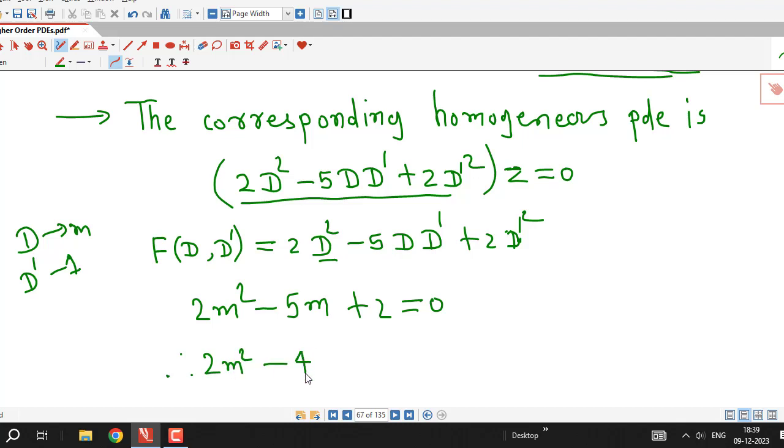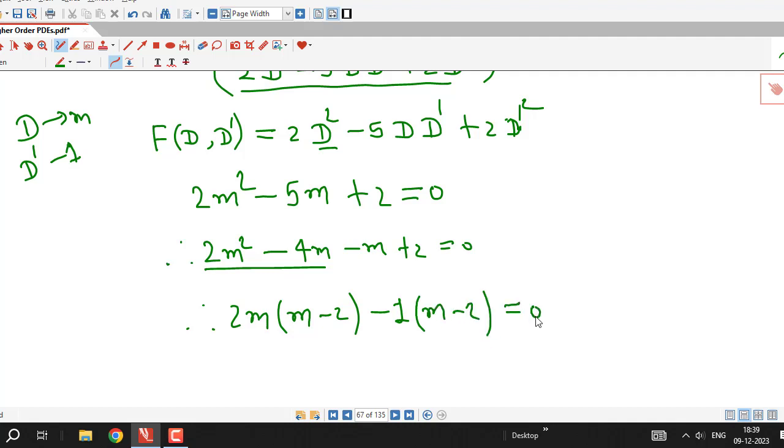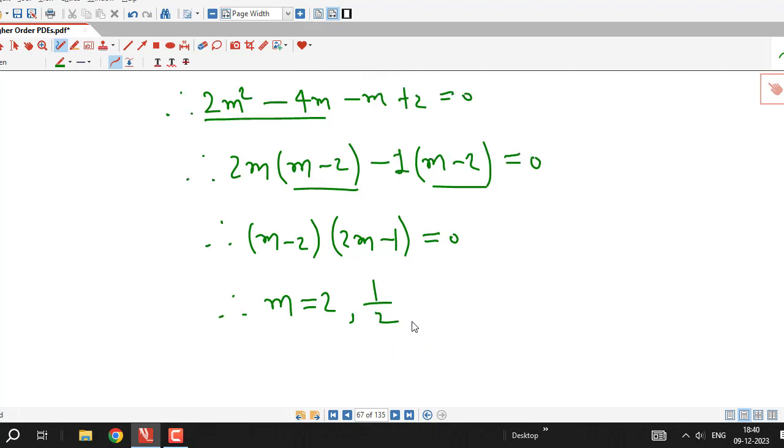Here −5m can be written as −4m − m, so 2m² − 4m − m + 2 = 0. From the first two terms we can take 2m common, and we have m − 2. From the last two terms we take −1 common and are left with m − 2. Again we can take m − 2 common, therefore (m − 2)(2m − 1) = 0, and this gives me two distinct values of m: m = 2 and m = 1/2.